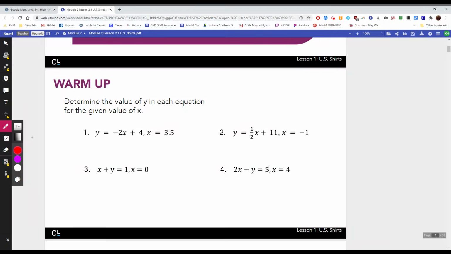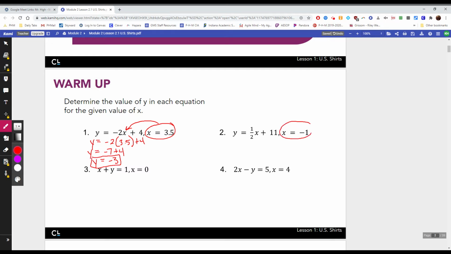So for number one, we want to take this value of x and substitute it for x in the equation. So y is going to equal negative 2 times 3.5 plus 4. Now we just need to evaluate this expression. We start with multiplication, which comes before addition. Negative 2 times 3.5 is negative 7. Copy down the plus 4. Now I would add negative 7 plus 4, which is negative 3. So this says when x is 3.5, y is negative 3.